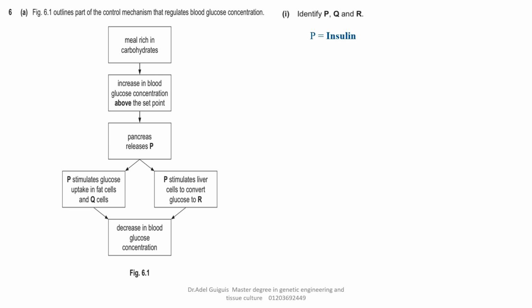Now P is insulin, Q is muscle or liver or both, no problem, and R is glycogen.